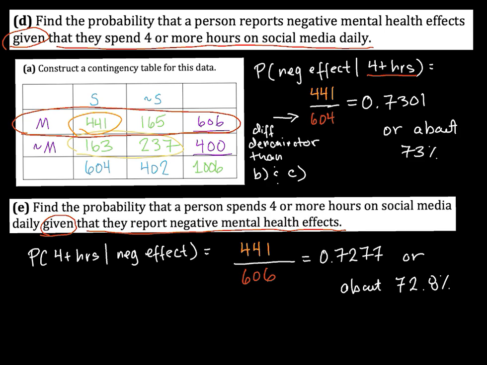So the probability that someone spends 4 or more hours on social media, given that they report negative health effects, is, we could round it up to 73%, slightly under that. So that's a lot. And that's it. We're done.